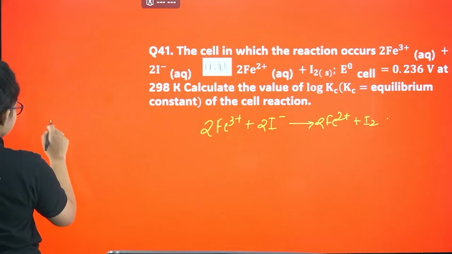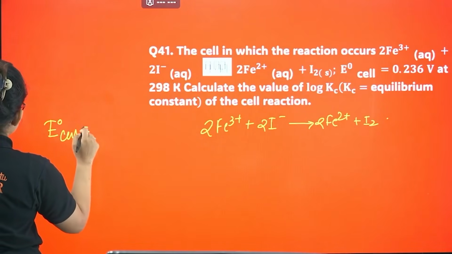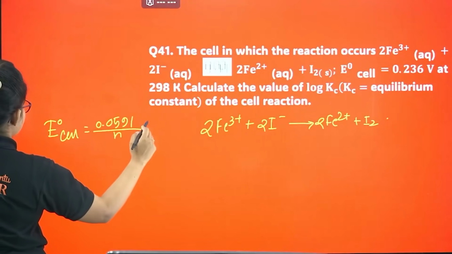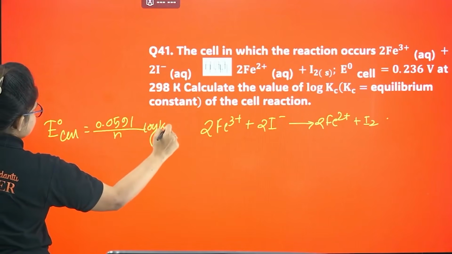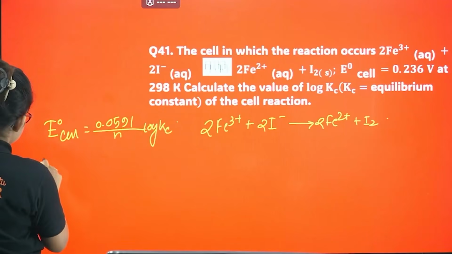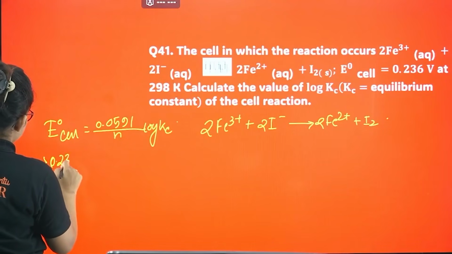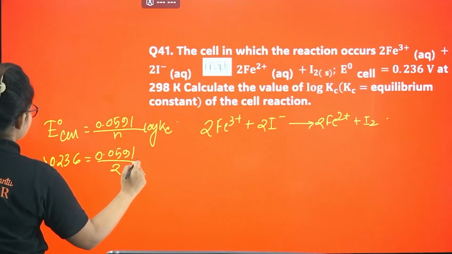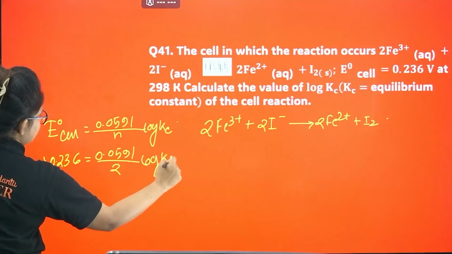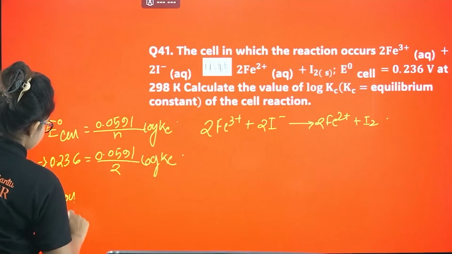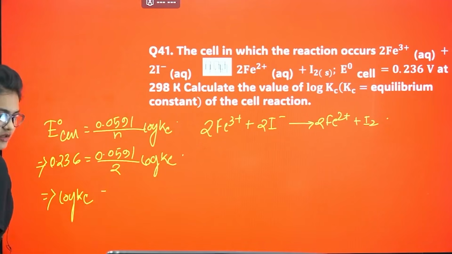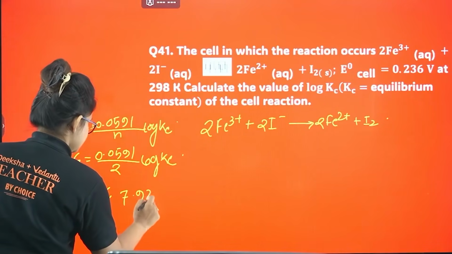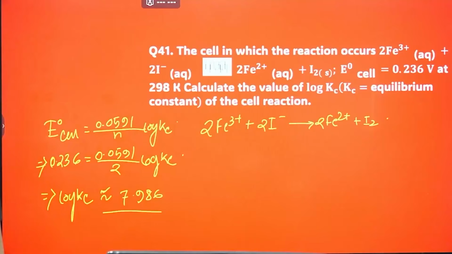Fine. Let's do it. We can use directly the formula. E0 cell is basically equal to 0.0591 by n into log Kc. Right? So from here E0 cell I can calculate: 0.236 equals 0.0591 divided by 2 into log Kc. So from there log Kc you can just calculate. Your answer will come up to be something like 7.986. Okay, I guess this is clear to you.